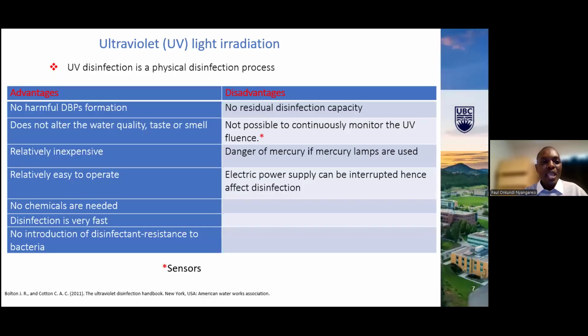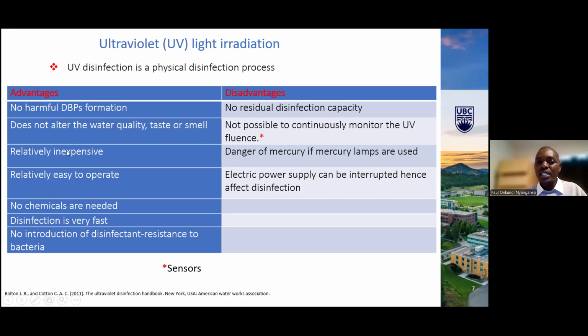Yes. So what about now the ultraviolet irradiation? UV is a disinfection, and this disinfection irradiation is a physical process. We have so many advantages of ultraviolet irradiation. One of the advantages is it does not produce the disinfection byproducts which we saw being produced by the chemicals, and it does not alter the water quality or the taste or smell. UV never changes the taste of water.